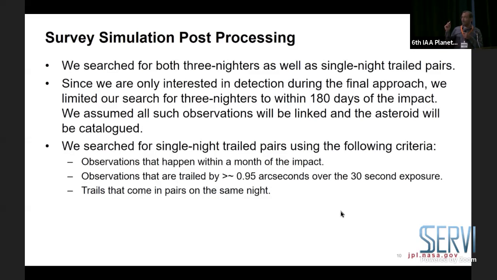For the single night trail pairs, we used observations only within a month of impact. This is based on the length of time that we can predict impacts in the future. We only took observations that were trailed by about an arc second or more over the 30-second exposure, and made sure that both the nightly pairs were trailed.